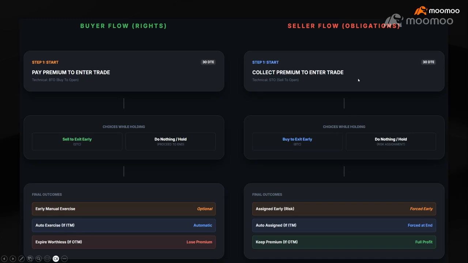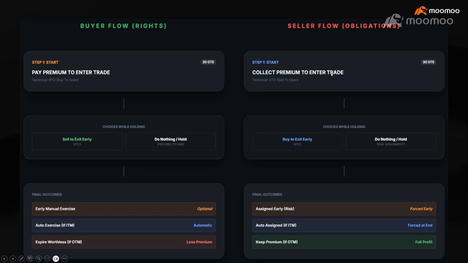Okay. So from the seller side, when the buyer pays the premium to enter the trade, there will be a seller, right? So when the seller clicks to sell to open, in this case they call it sell to open the position. The moment they sell to open the position, they collect the premium to enter the trade. I repeat again, when the seller presses sell to open the option position, they collect the premium to enter the trade.